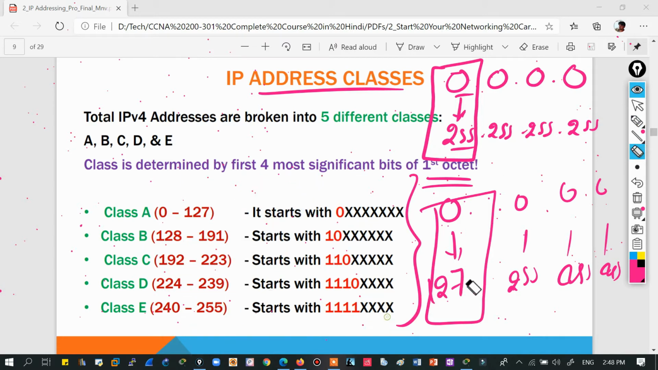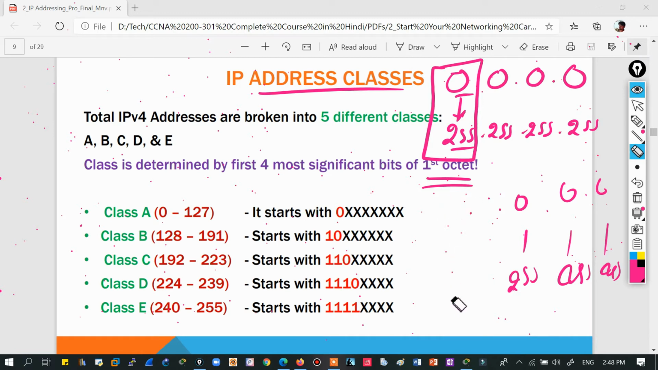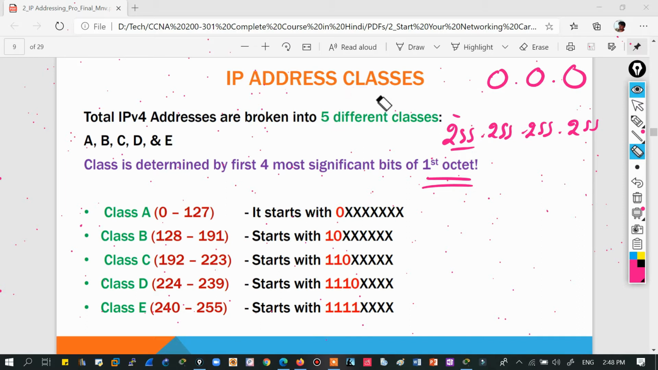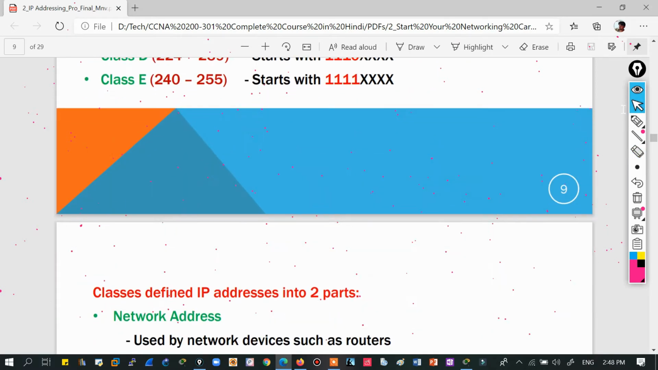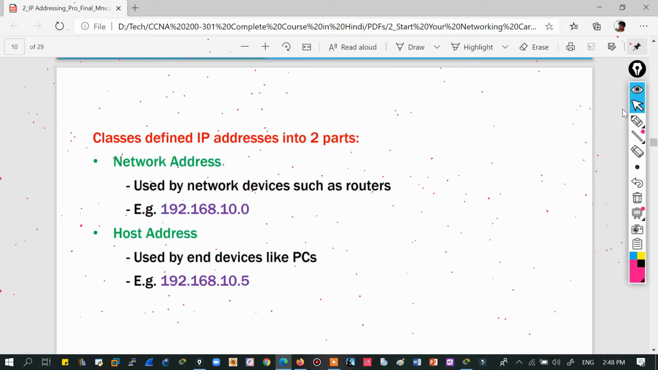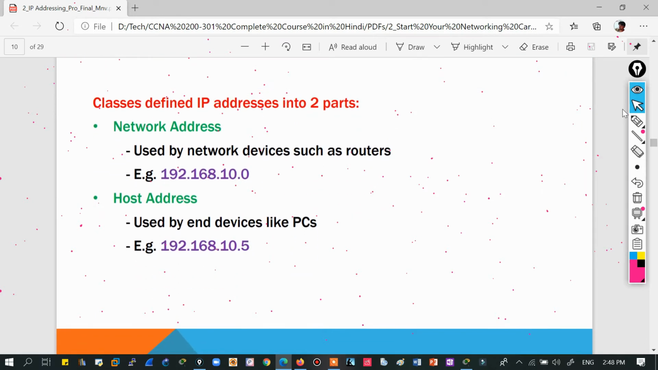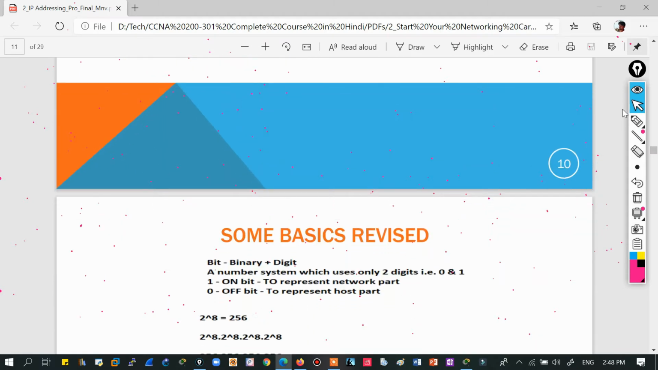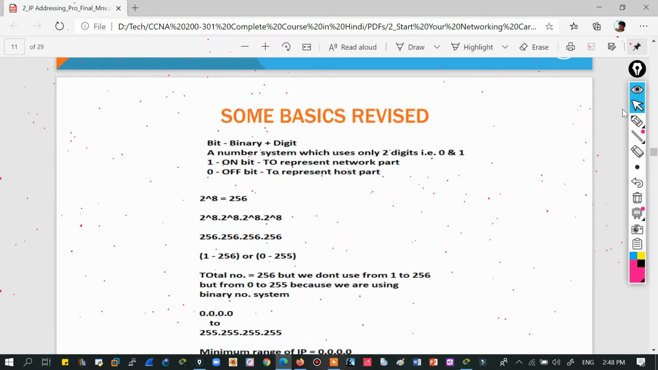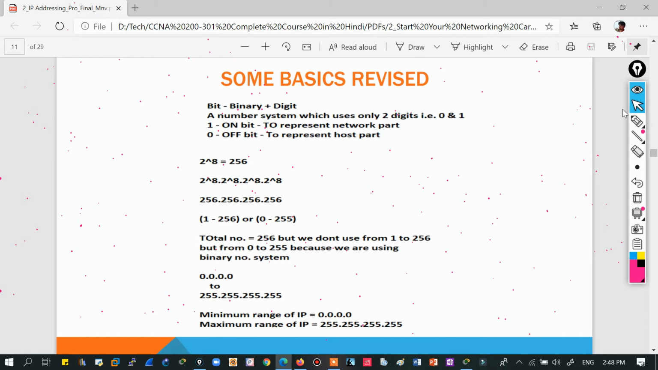Fine. So you need to remember these ranges of address classes. Let's discuss these classes one by one, starting from class A. As for network part and host part, I'm skipping this part. Don't worry about that, it will be covered. Some basics, okay, this is for your reference study.